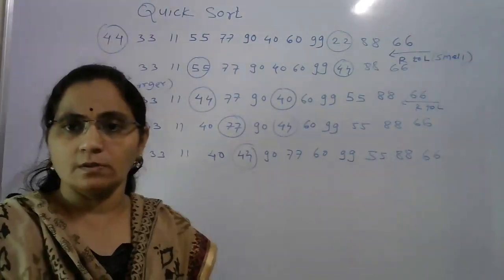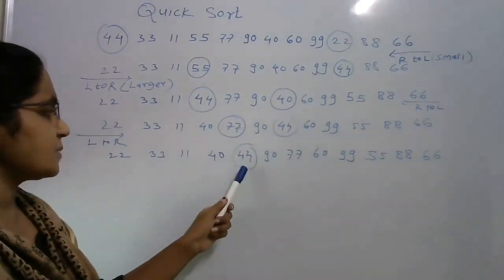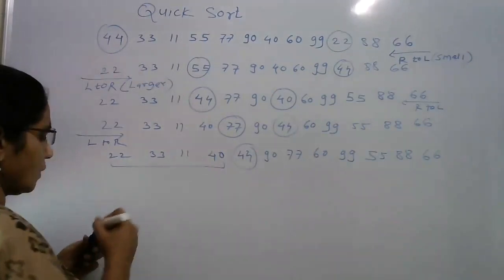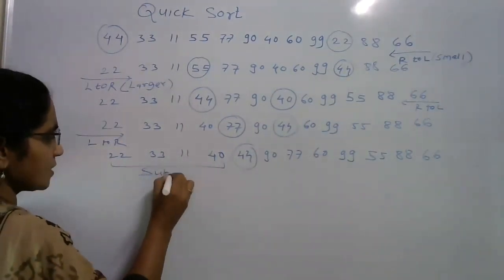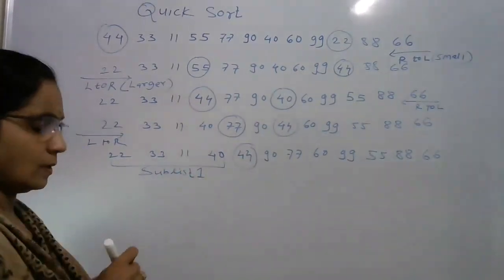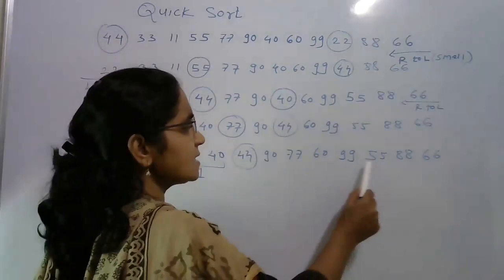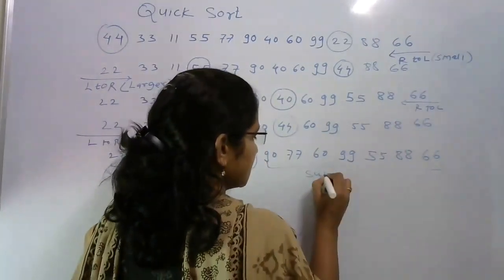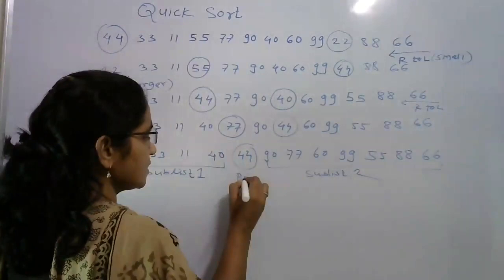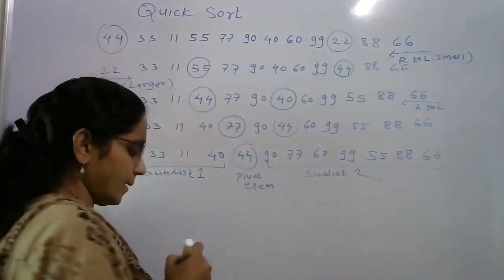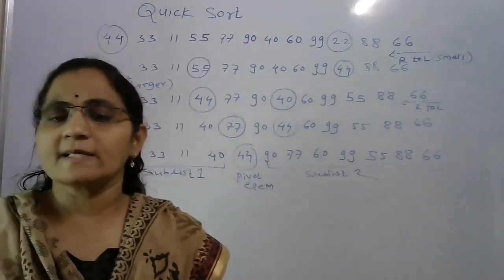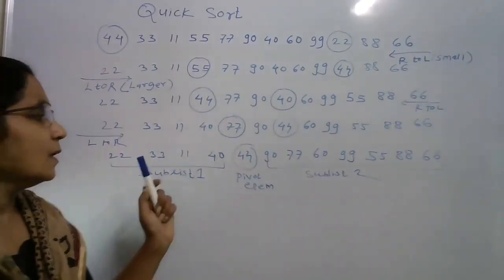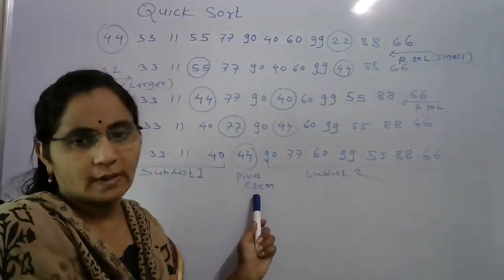Now, if you carefully observe, you notice that all the elements before 44 are smaller elements. See here, 22, 33, 11, 40, all are smaller than 44. And on the right hand side, all the elements are greater than 44. Hence, you get the third part, that is, sublist 2, and this is your pivot element. Actually, I told you that this quicksort algorithm has three main parts. The first is the elements less than the pivot element, and the elements greater than the pivot element.